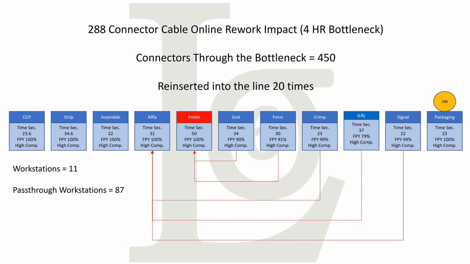So we have 450 connectors being processed in your bottleneck to get 288 good connectors to make one product. That product passed through 87 workstations instead of 11. That's almost 8 times more than what's needed. The product was reinserted into the line 20 times.